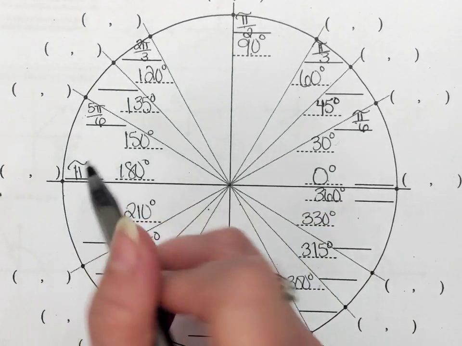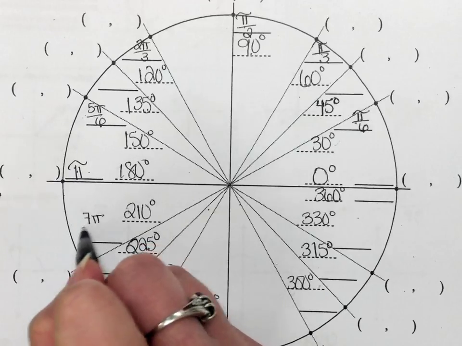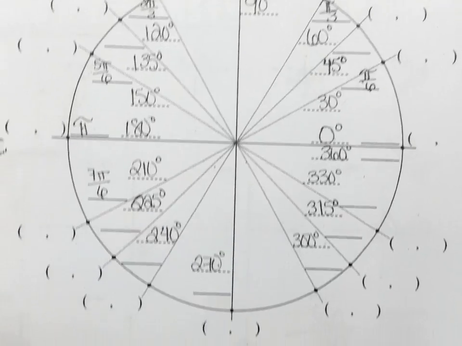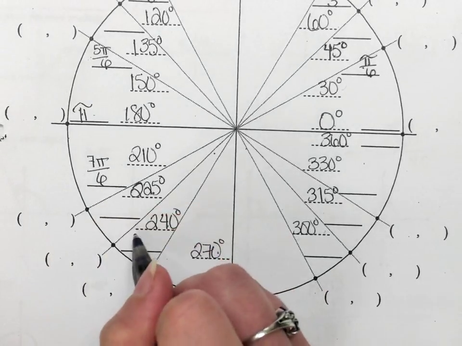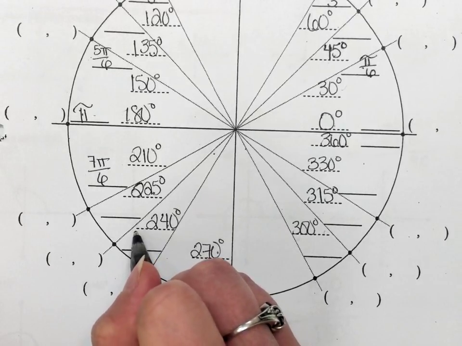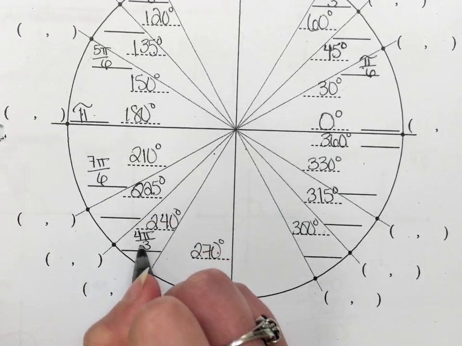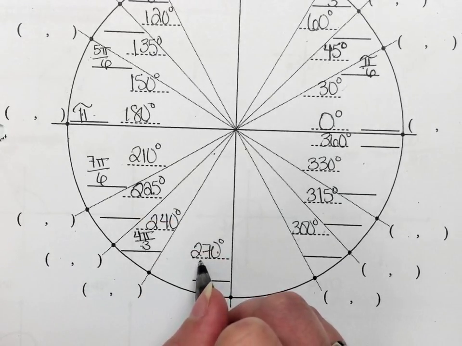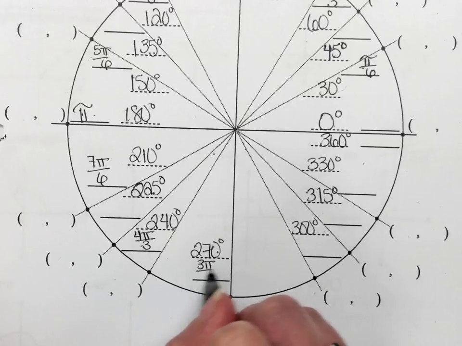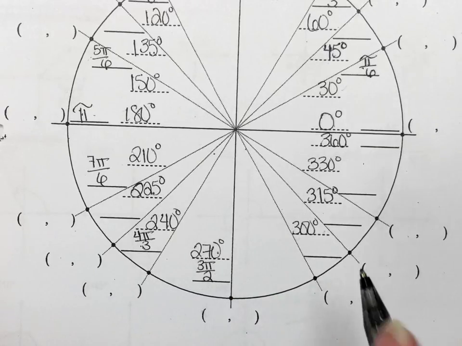Alright, so this is 6 over 6. This is 7 over 6, which doesn't reduce. Skip the middle one. This is 8 over 6. What does that reduce to? 4 over 3. Very good. So this is 7. This is 8. This is 9 over 6. 3 over 2. Yep, try to do it without looking, okay?